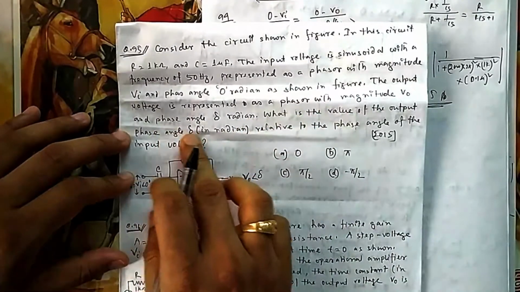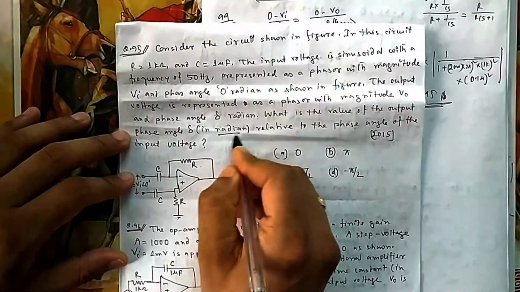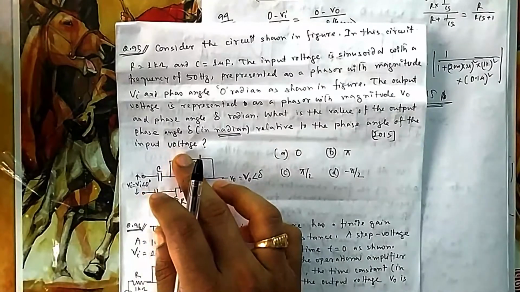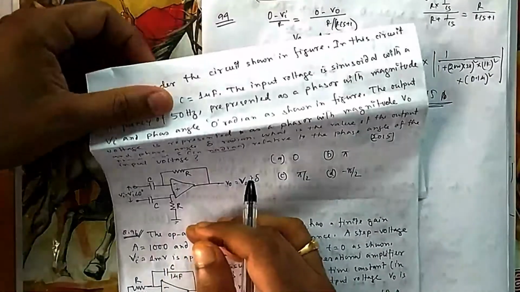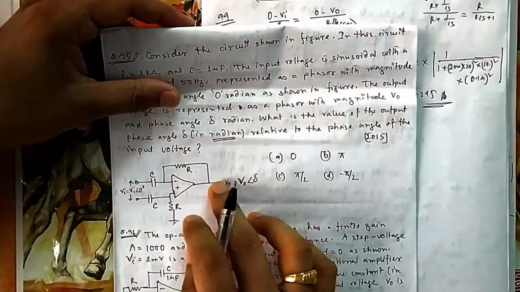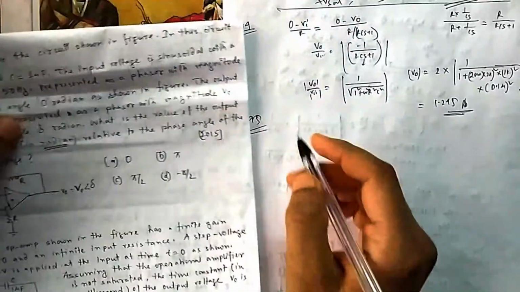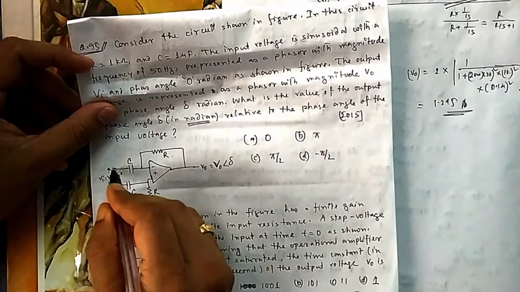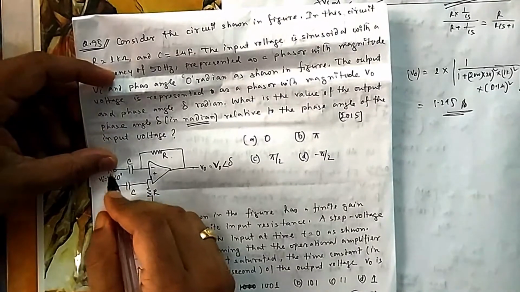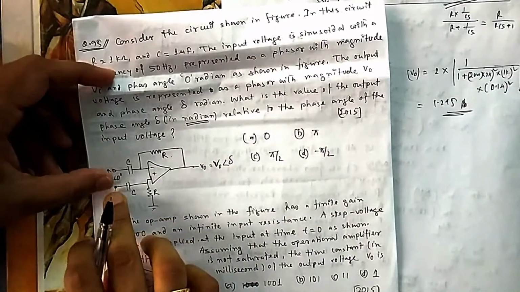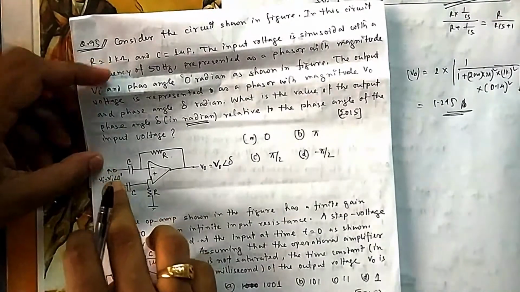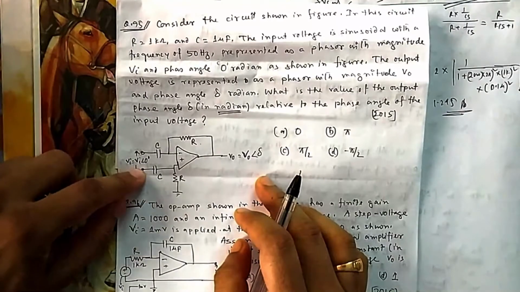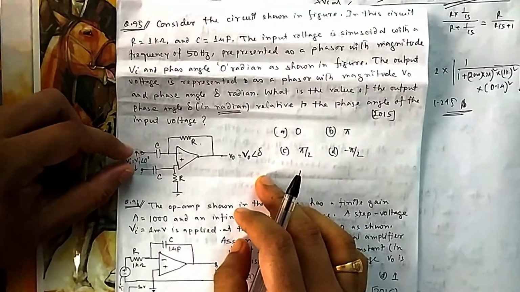The value of the output phase angle in radian, you have to be very careful. In radian, they can give in degree also, relative to the phase angle of the input voltage. What will be there? What do we need to find? We need to find the gain, and then we need to find the angle of that gain. So here you can consider this is ground and this is plus Vi, the voltage we are giving with reference to this. If this is ground, then the voltage between these two is Vi.